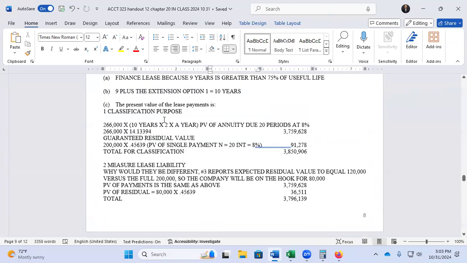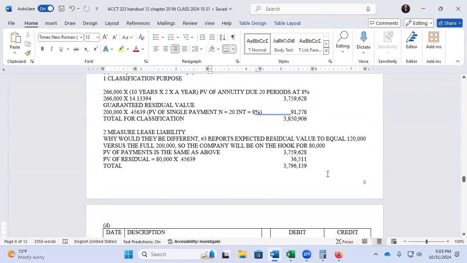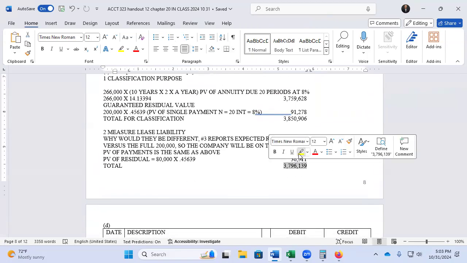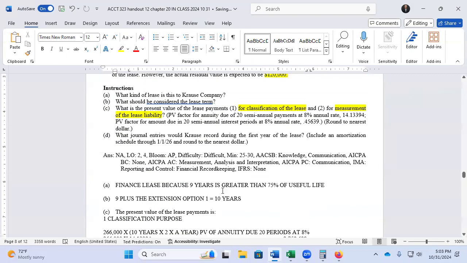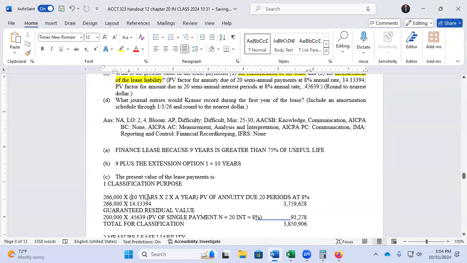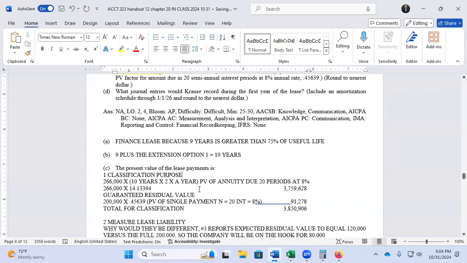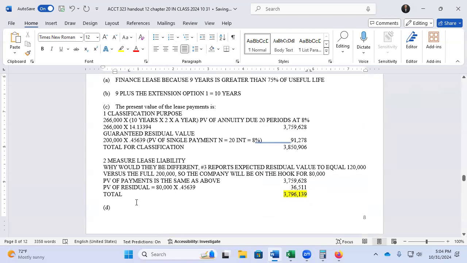Didn't we just calculate it? Did I pull the wrong calculation? No, we just calculated it, right? Measure the lease liability. No, because they expect it to have the fair value. They're going to have to make up the 80 on top of that at that point in time.